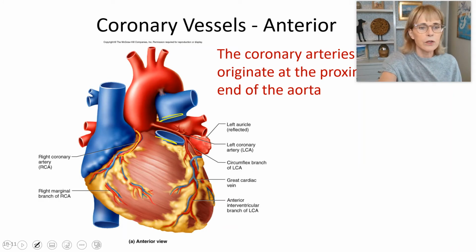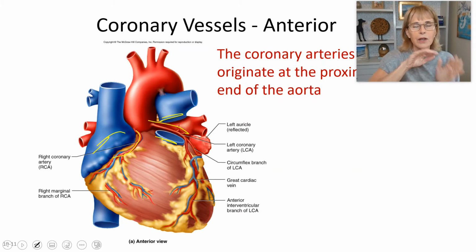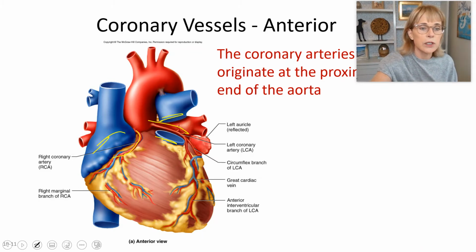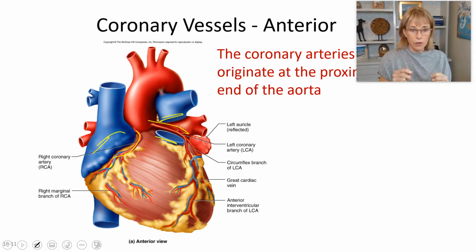And the right one goes over here by the right atrium, and the left one goes over here. It dives under the pulmonary trunk. It's over there by the left atrium. When someone has a heart attack, it's usually because there is an obstruction in one of these arteries.